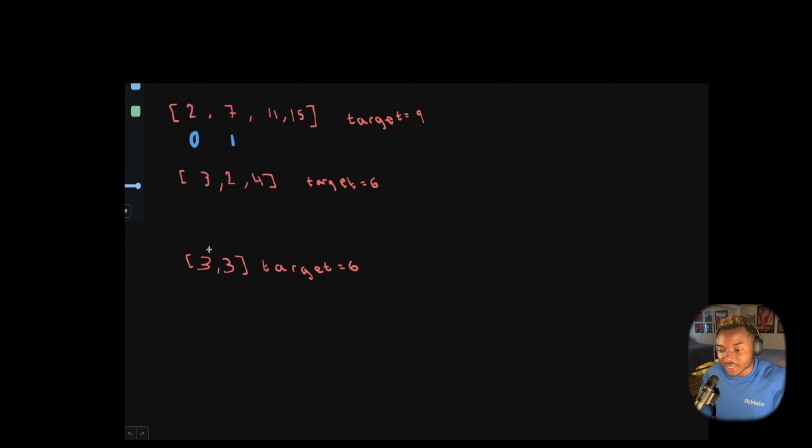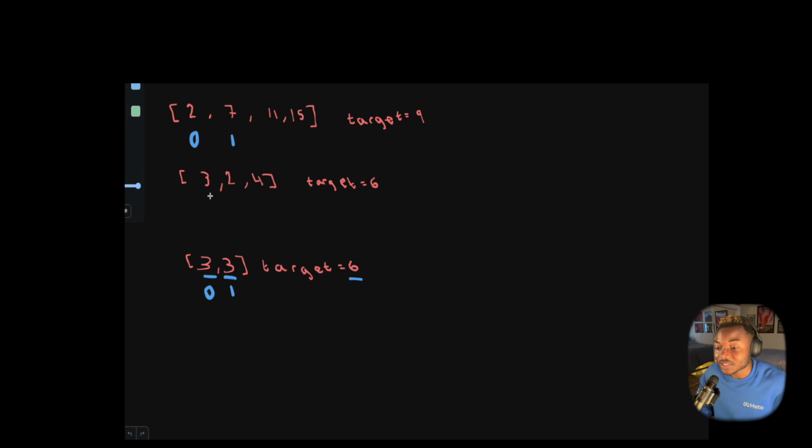Now, as you can see in this last example, we have only two values, and those two values have the same number, right? Both these indices 0 and 1 have the same number, which is 3, and that's perfectly okay. They're two different values because they have two different indices. So we can make this pair. As you can see in this example, 3 plus 3 equals 6. So the return value would be 0 and 1.